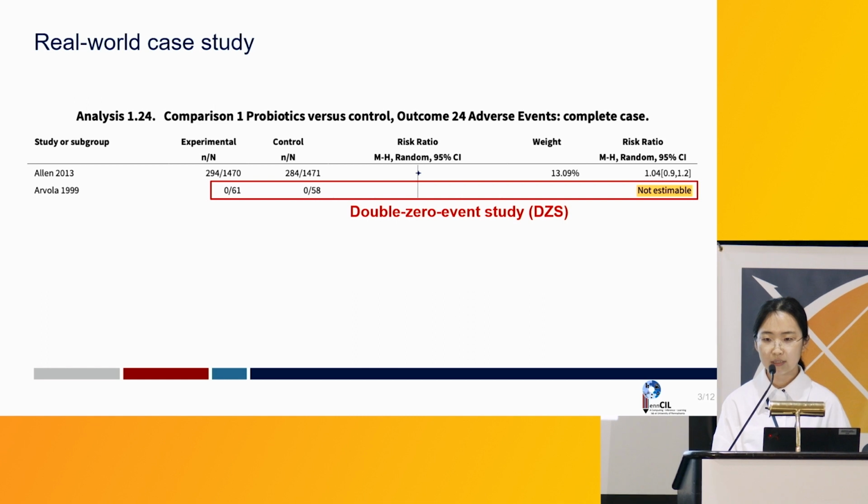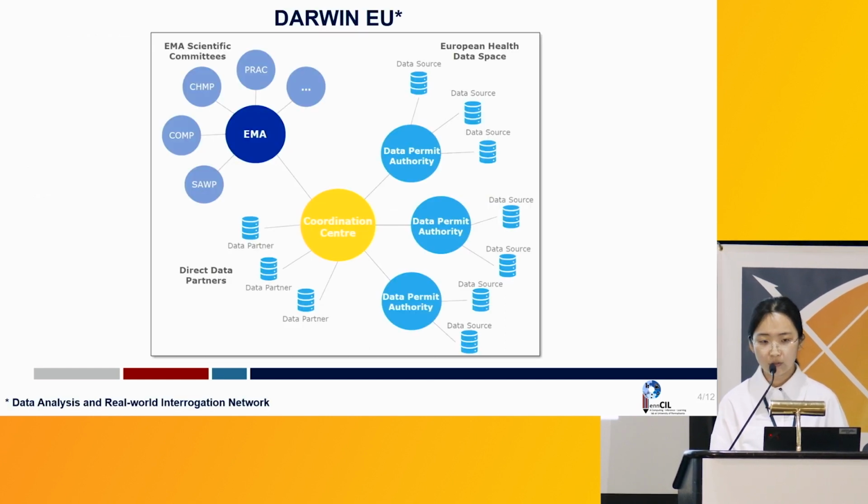Double zero event studies often arise in OHDSI research. In fact, the larger the OHDSI network study is, the more smaller sites will participate, and the more likely it is that we will see these double zero scenarios occur. For example, the Darwin EU, as we've seen in the previous presentations, is a federated data network consisting of many healthcare databases across the European Union. And they typically have smaller cohort sizes, making them especially likely to encounter double zero studies.